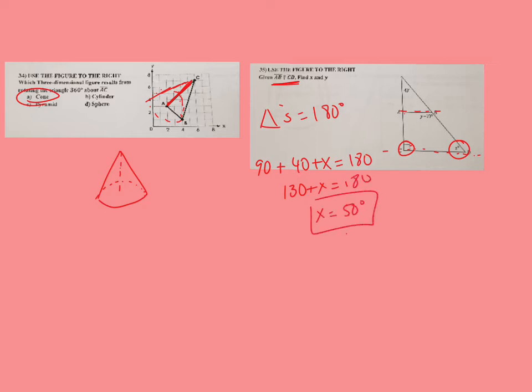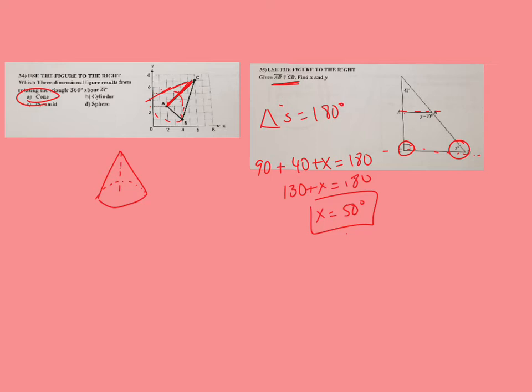So first I'm going to find x, because triangles have 180 degrees, right? So I know this is 90, so I have 90 plus 40 plus x has to be 180. So 90 and 40 is 130. Then I subtract the 130 over, so x is going to be equal to 50 degrees. So I know that's 50. All right. So I know x is equal to 50 degrees.